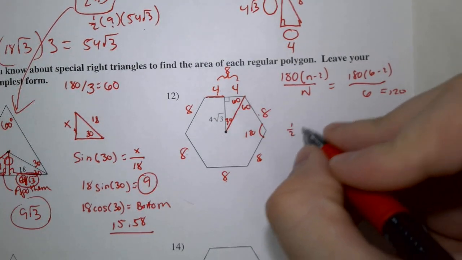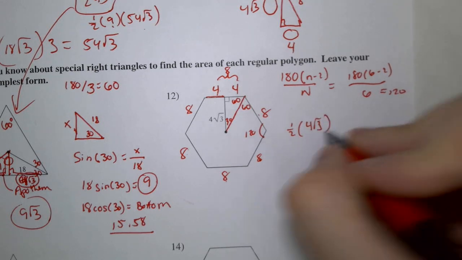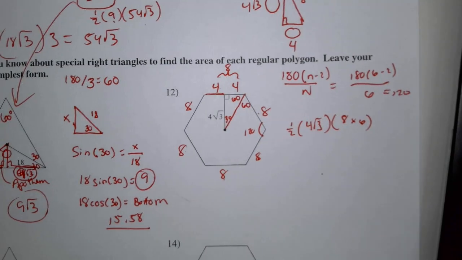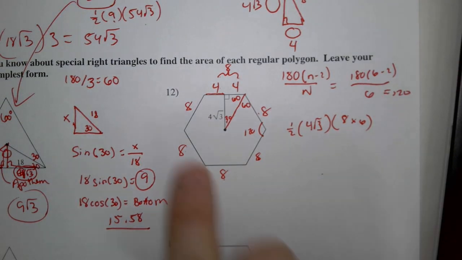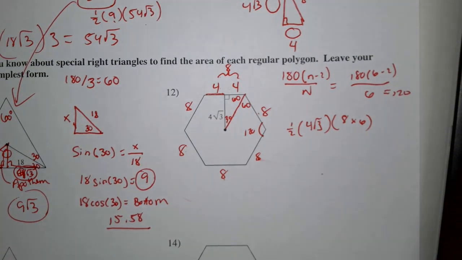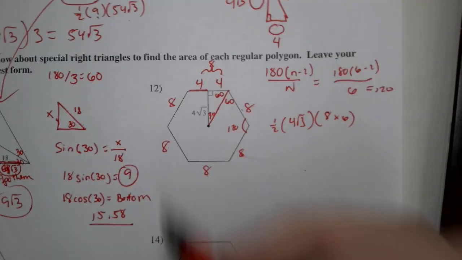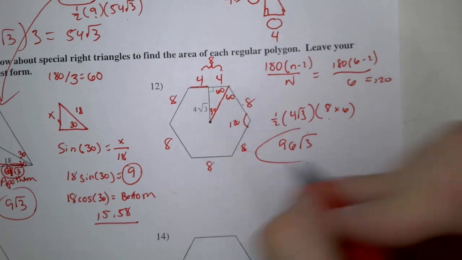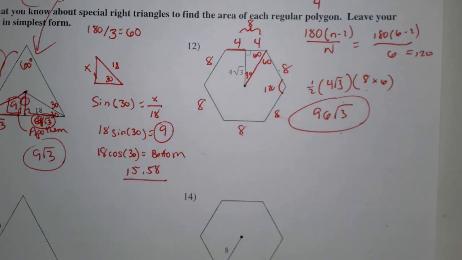So we do 1/2 the apothem, 4 radical 3, times 8 times 6, because the perimeter is 8 times 6. So 8 times 6 times 4 for all of the things on the outside, and times 1/2. If you multiply 1/2 times 4 times 8 times 6, you get 96 square roots of 3, ladies and gentlemen. And that's going to do it for this one.